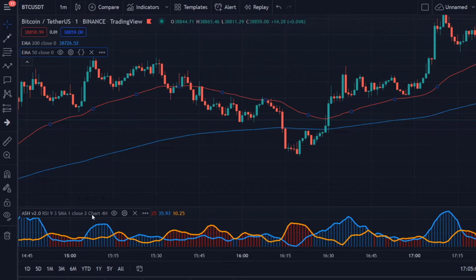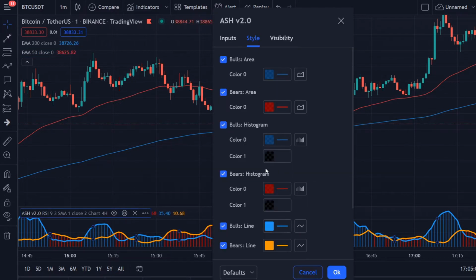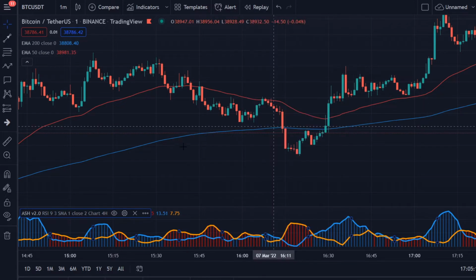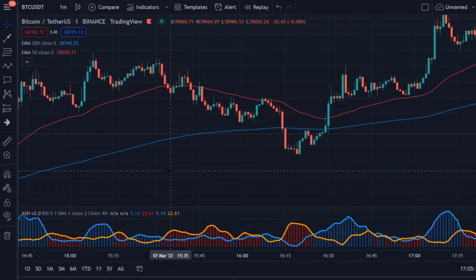Then we drop down to the absolute strength histogram. I just leave the default settings regarding style and also regarding the input, so I do not change anything over here, just default. Then we are looking at the charts.